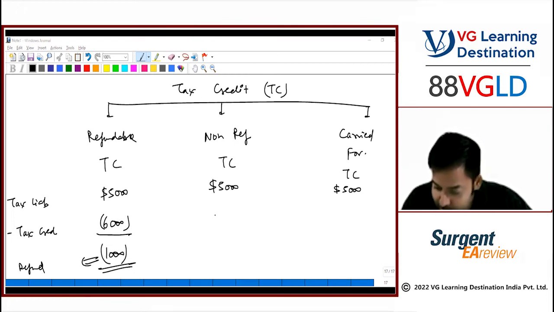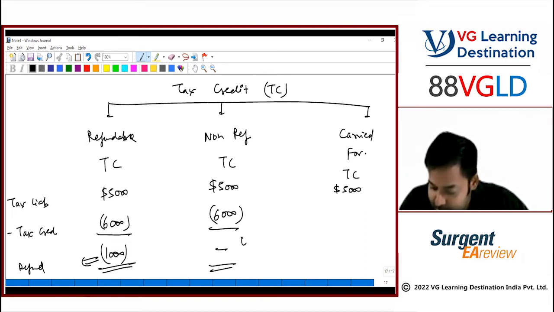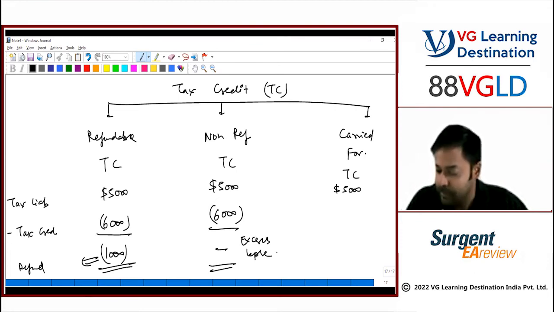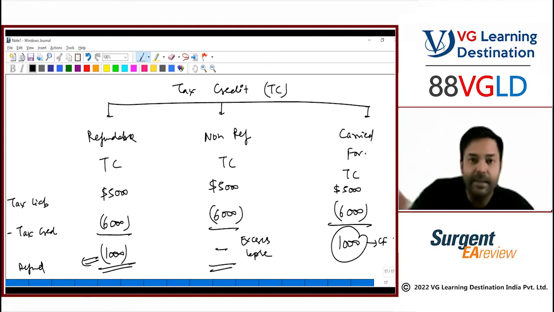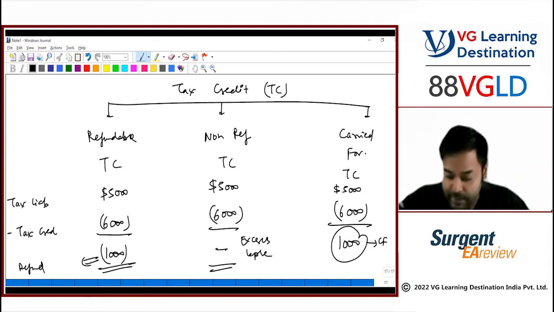Let's say the non-refundable tax credit. That means nothing will happen in this case. This is going to be 0 and the excess is going to lapse. But if it is carry forward, that means if it is 6,000 here, then 1,000 is going to be carried forward to the next year. If the year is 2020 right now, it is going to be carried forward to 2021.